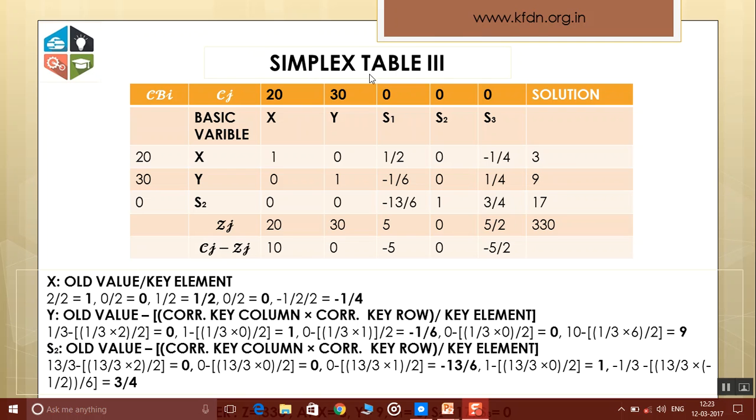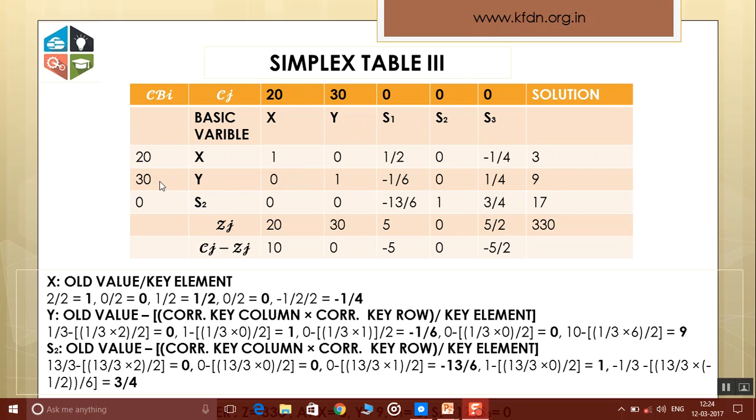This is our third simplex table, which is drawn in the same way: CBI, CJ, basic variable, solution. Now these two rows and columns can be copied from the earlier table: 20, 30, 0, 0, 0, x, y, s1, s2. As we saw earlier, x was the entering variable and s1 was the departing variable. So x takes the place of s1 over here, y was the existing variable, and s2 was also the existing variable, and we can see now s1 has departed and there is no s1 over here.